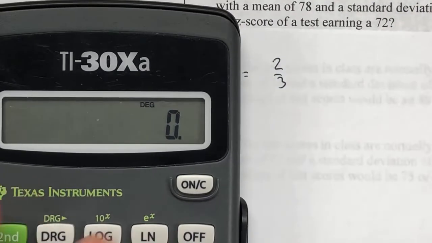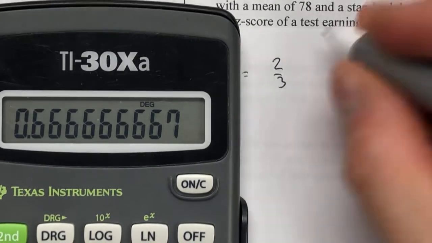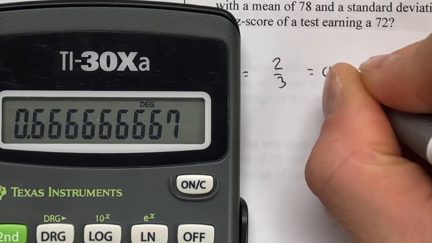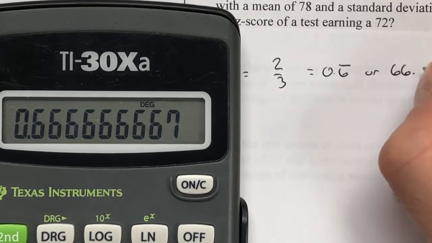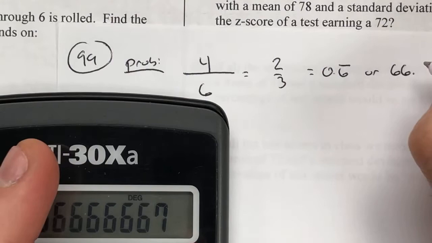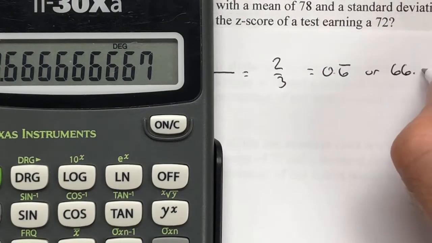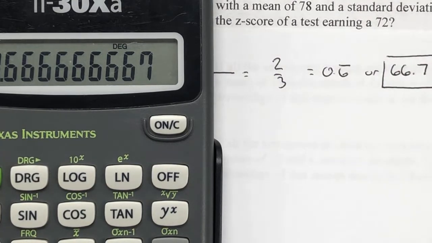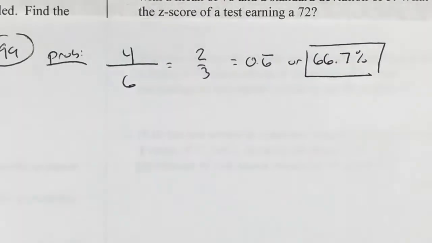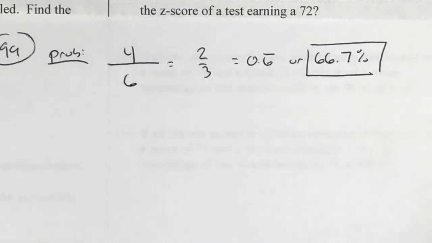And if I work that out as a decimal, 2 divided by 3 is going to give us 0.6 repeating, or 66 point, do we have a decimal? No. 66 point, we're going to round that to the first decimal, 7%. So we have 66.7%. Basic probability.